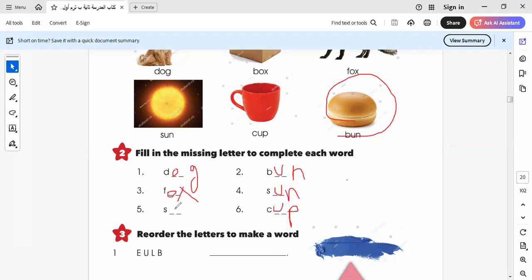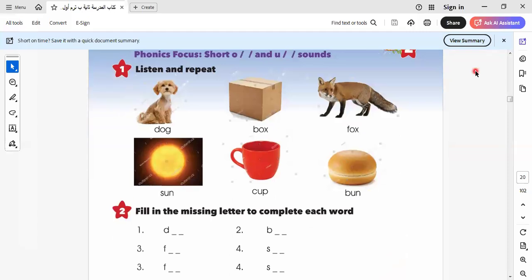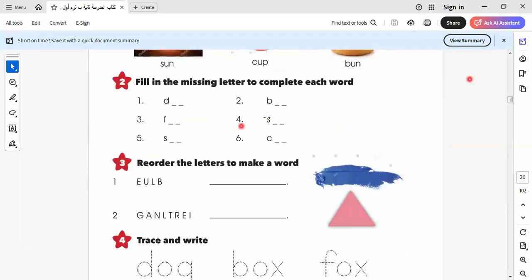And here is sun, and here is sun, and sun. It is repeated 2 times. So here we have sun 2 times. If we have other letters with sun, here is sun only. So here we have a misprint, repeated 2 times. So here it will be sun. Okay.